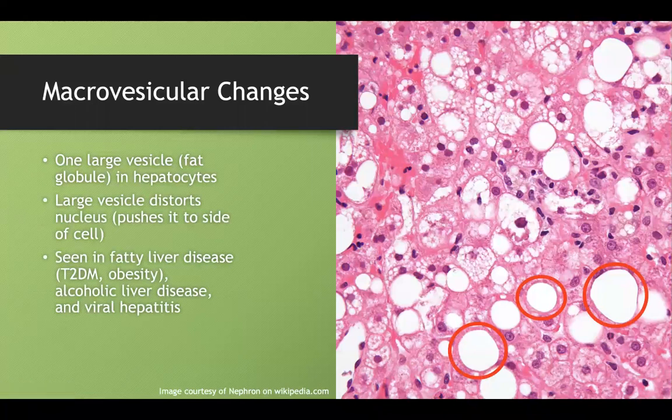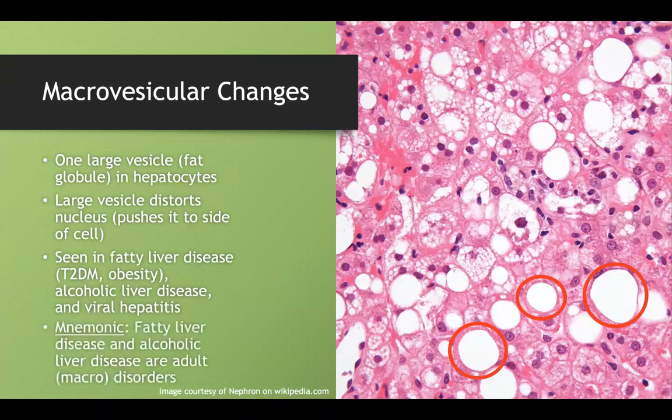You'll see these in more adult conditions: fatty liver disease, alcoholic liver disease, some forms of viral hepatitis. I remember that by thinking that these changes happen when you are a macro person, you're an adult. And so you'll see these macrovesicular changes.